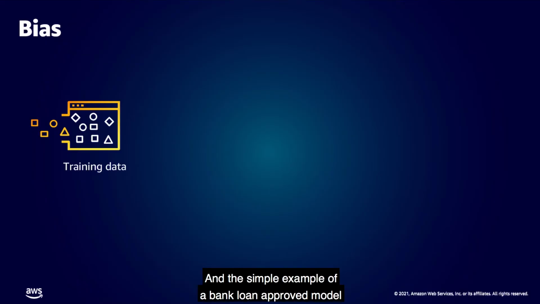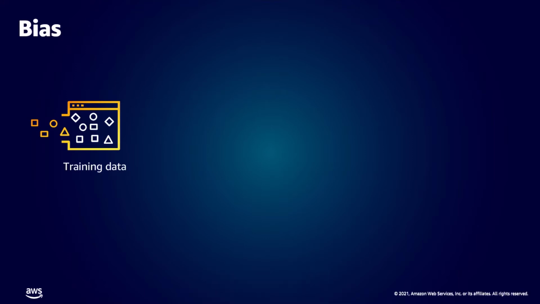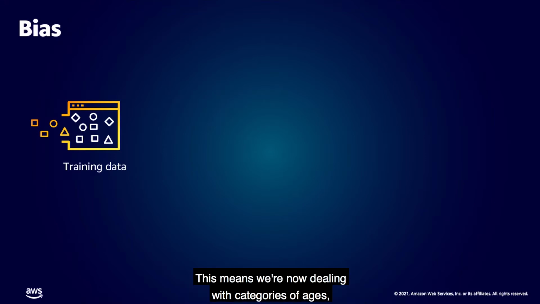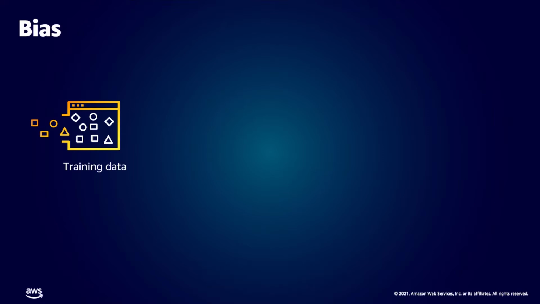In the simple example of a bank loan approval model, imagine that one of the features or inputs to the model is the applicant's age. We might transform this input variable from a continuous variable into a categorical variable via binning. This means we're now dealing with categories of ages. Examples: 30 to 40-year-olds, 50 to 60-year-olds.